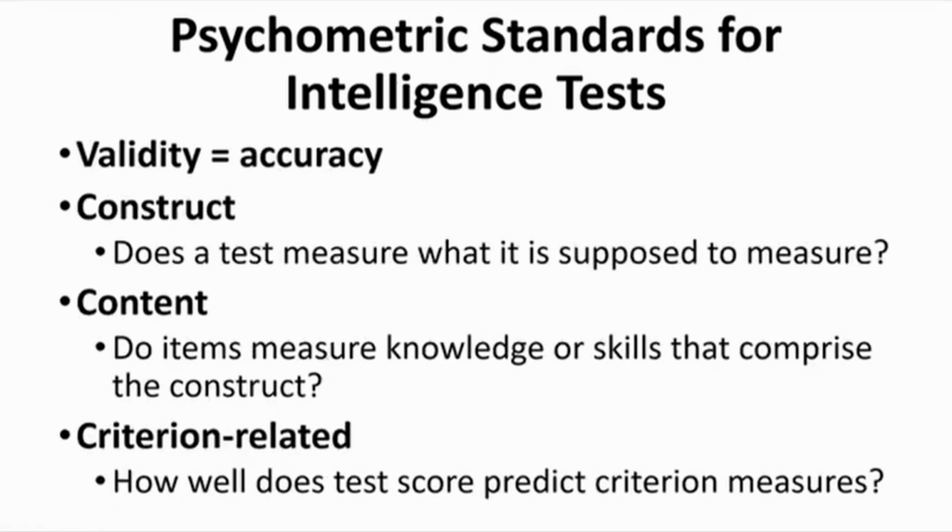Next, we can talk about the concept of validity. And we can talk about validity as basically meaning the accuracy of a test. So validity is going to refer to how well a test is actually measuring what it was designed to measure. So if you've designed an IQ test, if it is a valid test, then it's going to give you a good measure of IQ. It's going to be measuring someone's intelligence.